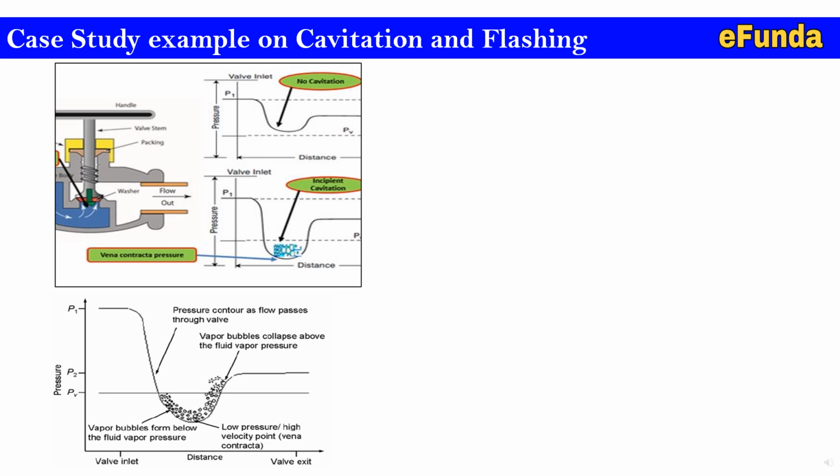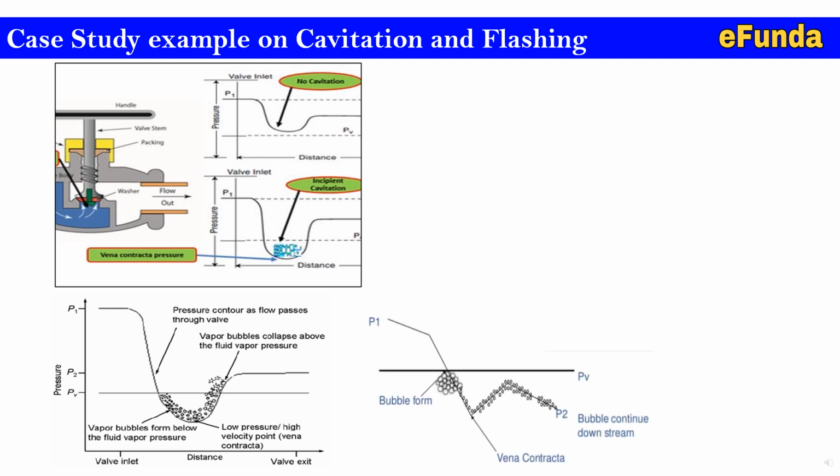Similarly, in another figure one can see where P1 is crossing the PV value where the bubble formation starts, and the bubbles at the vena contracta point remain the same, and it continues to remain below the vapor pressure, where bubbles continue into the downstream where the pressure recovery is not there, and this condition is called flashing.